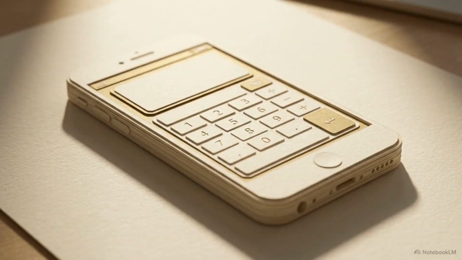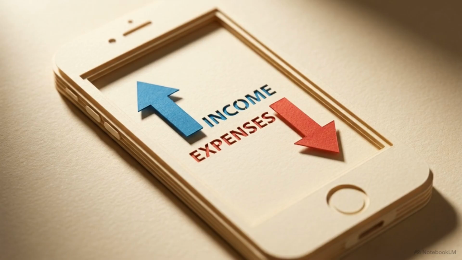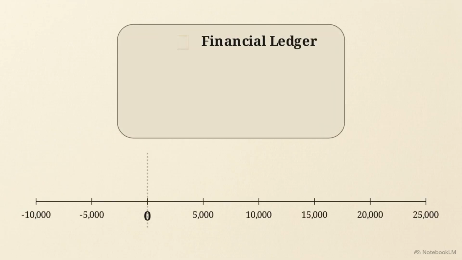Let's apply this to money. Think of your bank account as a numerical ledger. Income adds value, moving your balance up, while expenses subtract value, moving your balance down. This diagram shows a realistic financial scenario.